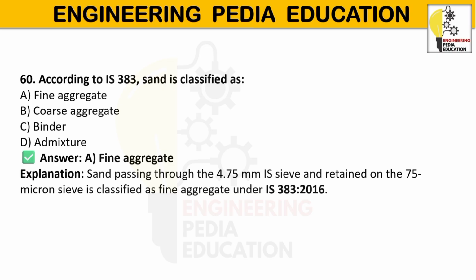According to IS 383, sand is classified as fine aggregate, coarse aggregate, binder, or mixture. So the correct answer is fine aggregate. Sand passing through the 4.75 mm sieve and retained on the 75 micron sieve is classified as fine aggregate under IS 383 2016. If it is retained on the 4.75 mm sieve, it is considered coarse aggregate. The content passing the 75 micron sieve is considered silt content. A silt content of not more than 8% is suitable for sand.